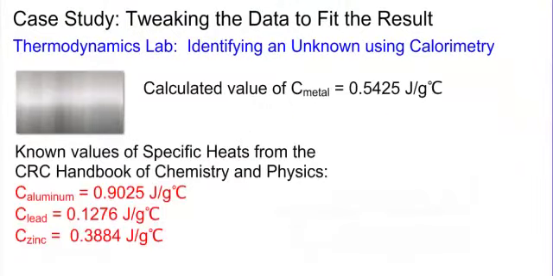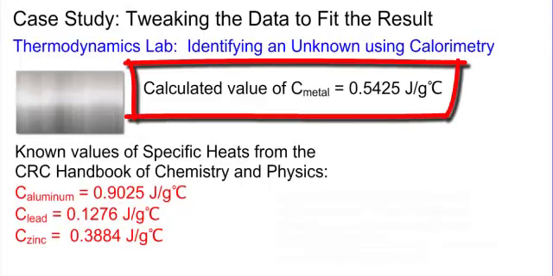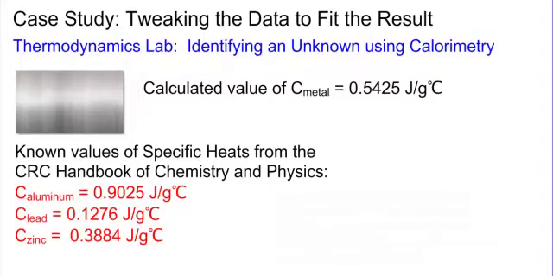Now in this case study, let's say we have two students, John and Sarah, and John and Sarah are lab partners, and they end up finding out after their experiment that they've calculated the value of the specific heat to be 0.5425. But when they look in the CRC Handbook of Chemistry and Physics, it looks really close to zinc, or much closer to zinc than it does to aluminum.